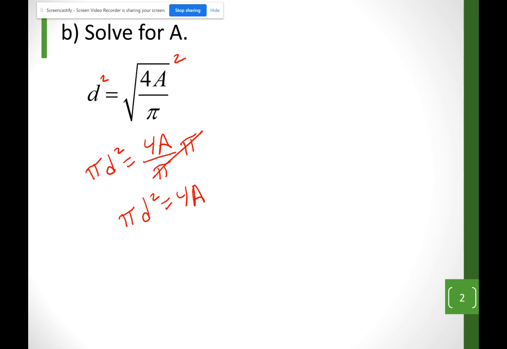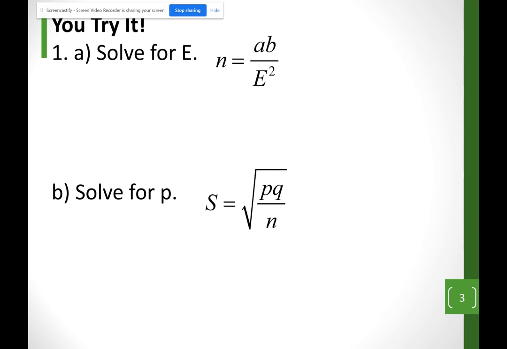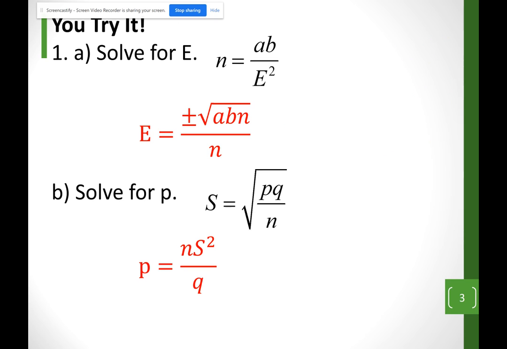Now I see the instruction says solve for a. Let me divide each side by 4. So pi d squared over 4 is equal to a. That's it. A is by itself already, so I'm just going to say a equals pi d squared over 4. Now you try some at home. That's what you guys should get.